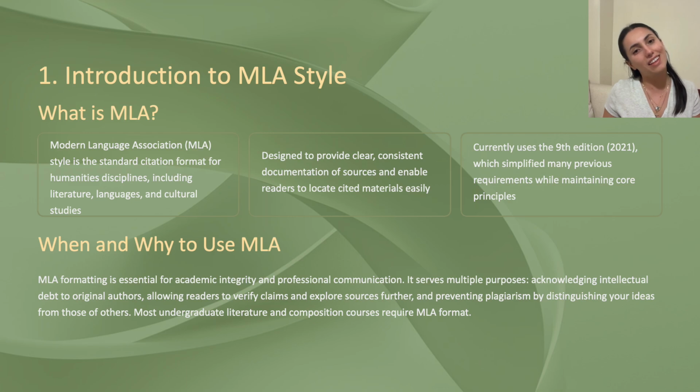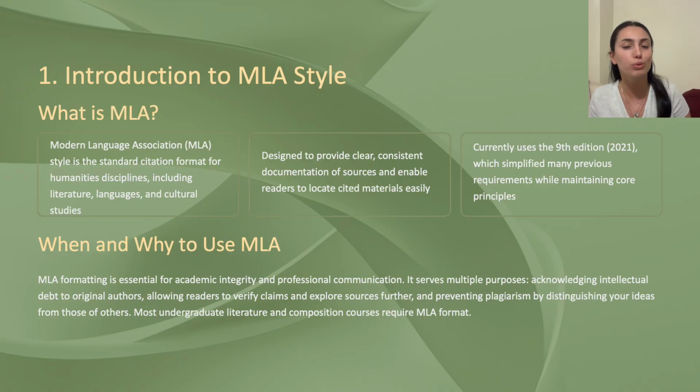Before we get into the details, let's start with what MLA format actually is. MLA is a standard citation format for humanities subjects like literature, languages, and cultural studies. Its main goal is to make source documentation clear and consistent so readers can easily find the materials you reference. It is also mentioned that MLA is currently in its 9th edition, released in 2021, which simplified some older rules while keeping the main principles the same.